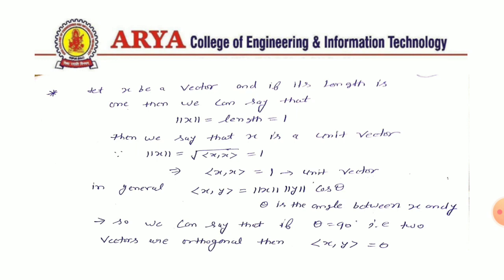In general, the inner product of two vectors x and y equals norm of x, norm of y into cos theta, where theta is the angle between x and y. So if theta equals 90 degrees, that is, two vectors are orthogonal, then the inner product of x and y equals 0. In other words, if the inner product of two vectors equals 0, then those vectors are said to be orthogonal vectors.